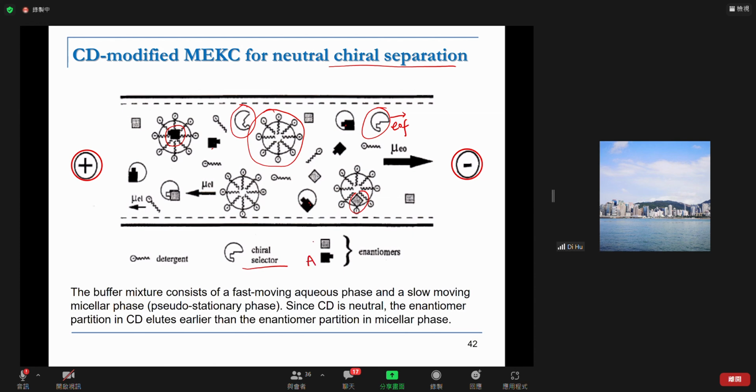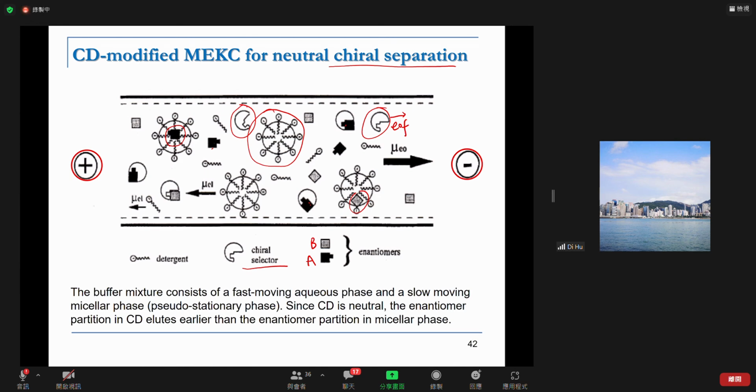A, B. Now you have two enantiomers. B is the one that incorporates into the hydrophobic core of the micelle, and A is the one that is selectively picked by this chiral selector. So can you tell me which one comes out first? Now the separation happened because of the distribution between the micelle pseudostationary phase and the CD aqueous phase, okay?